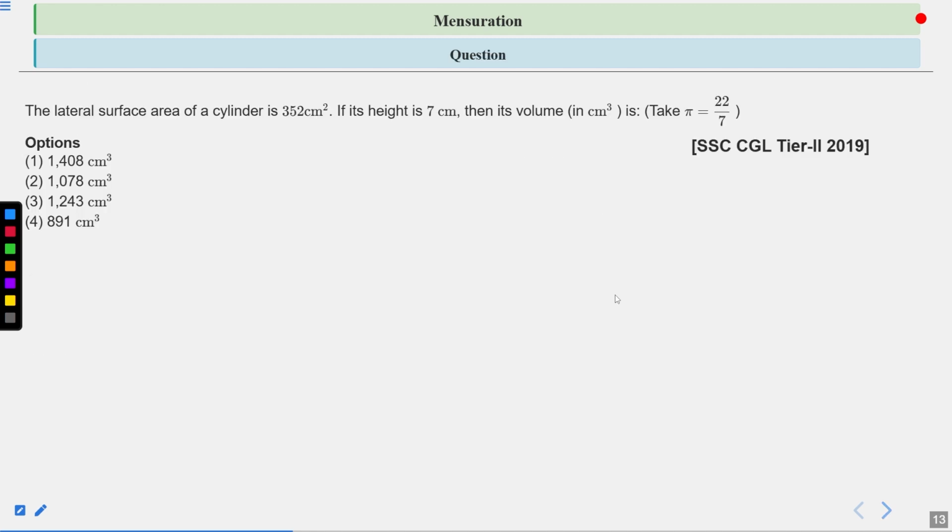Next one. The lateral surface area of a cylinder is 352 square centimeter. If its height is 7 centimeter, then its volume in cubic centimeter is, take pi as 22 by 7. This question was asked in SSC CGL Tier 2 exam in 2019. There are four options. First one is 1408 cubic centimeter. Second is 1078 cubic centimeter. Third one is 1243 cubic centimeter. And fourth one is 891 cubic centimeter.